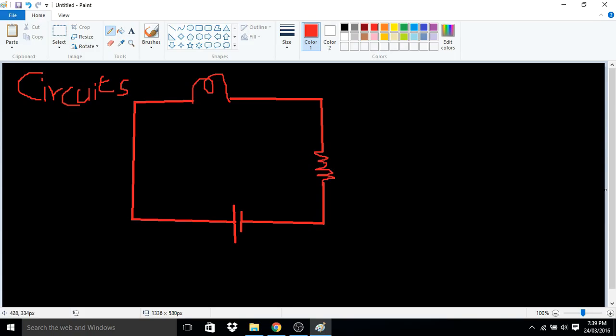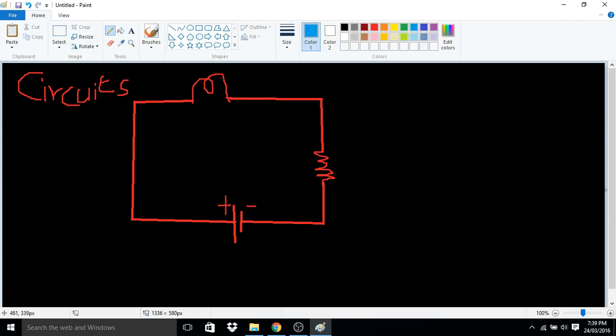Alright, so this is our basic circuit. This is a battery with its positive and negative terminals this way. Here we have a resistor and here we have a bulb. Now the bulb will obviously light up because we don't have any key. But let us get our terminology right here.